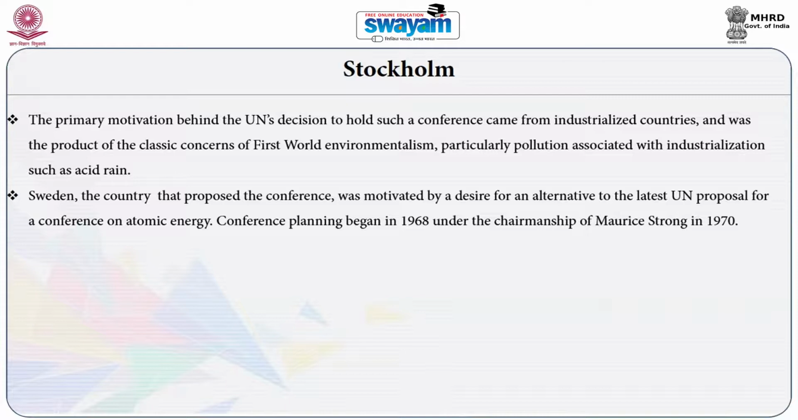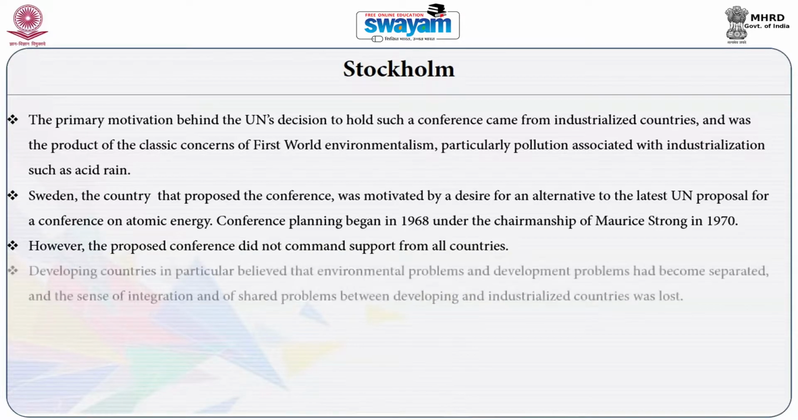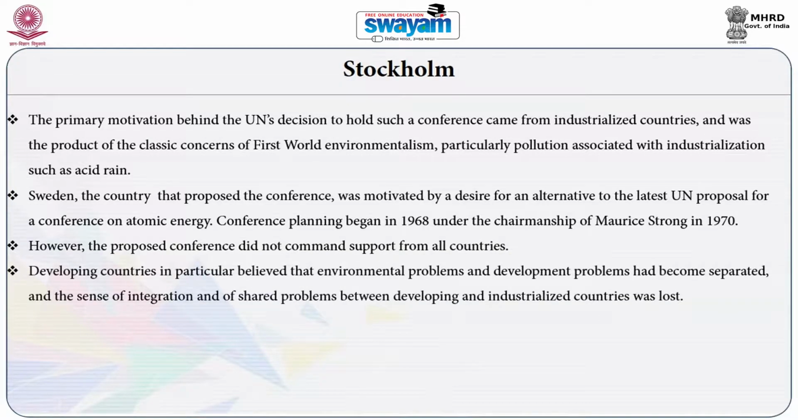So from 1968 they start actually thinking of having this organization, having this conference. However, not all the countries in the world are happy with it. Most of the opposition comes from the developing countries. Now, why would the developing countries be wary of having a conference on environmental concerns? The main problem, according to the developing countries, was that the idea of development and environment seemed to have been segregated.